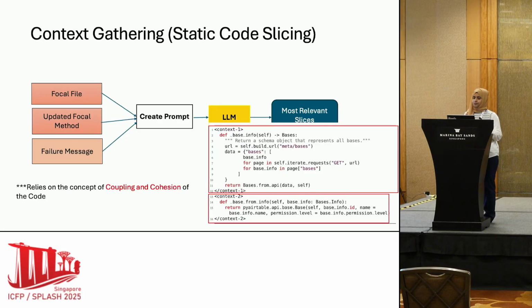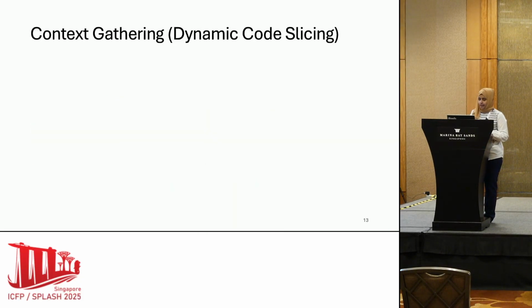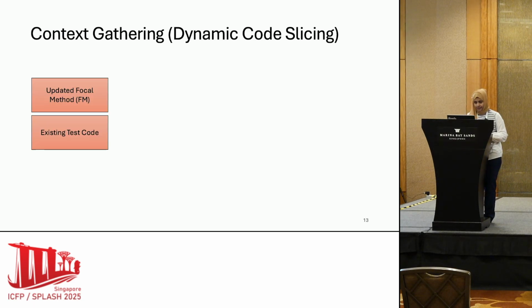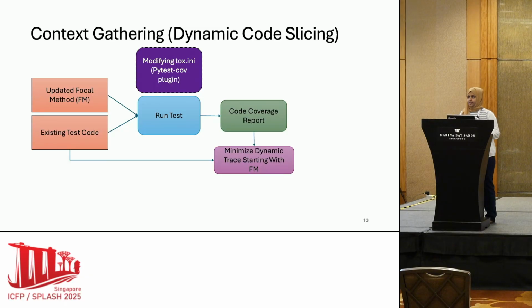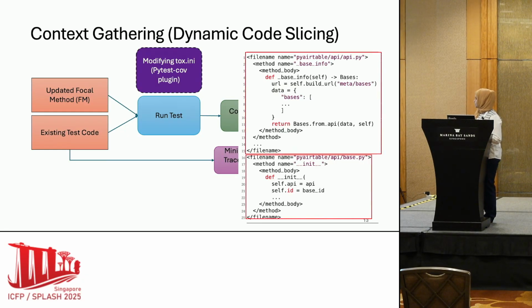The idea of code slicing mainly comes from the cohesion and coupling concept of code design. When we did that static code slicing, we still found that there are lots of relevant parts of the code we are missing. So that's why we rely on dynamic code slicing. Here, we run the test and collect the code coverage, and then we find that sometimes the coverage report is too big. That's why our minimization scheme minimizes the code coverage report for this specific focal method. Finally, it generates the code slices, and our dynamic code slices look like this.